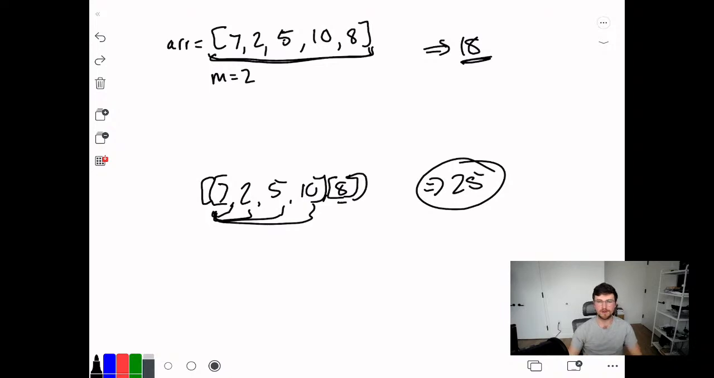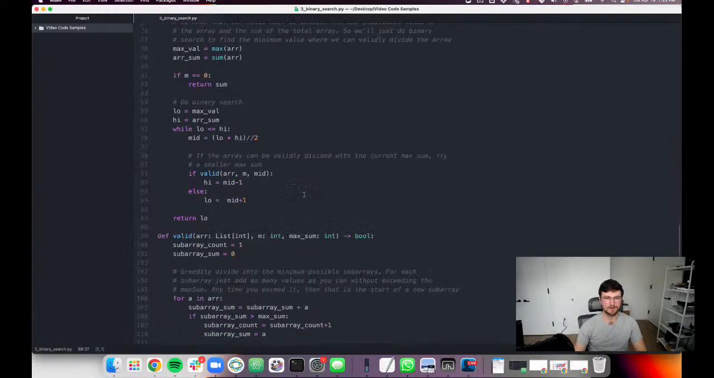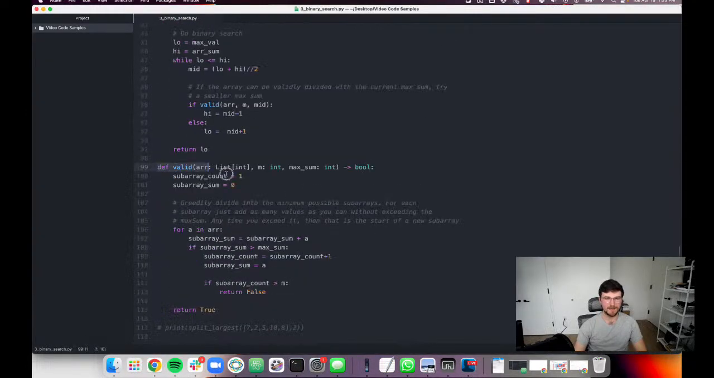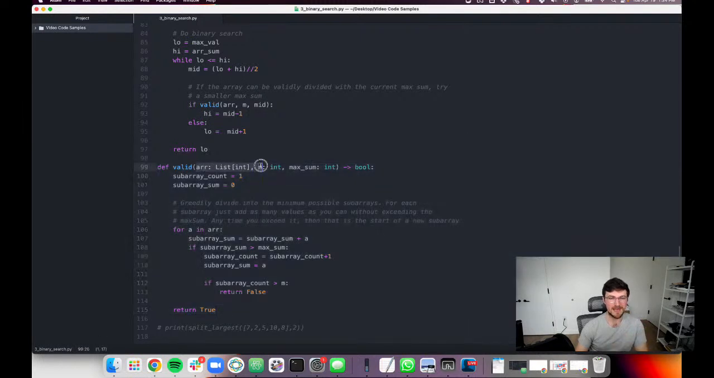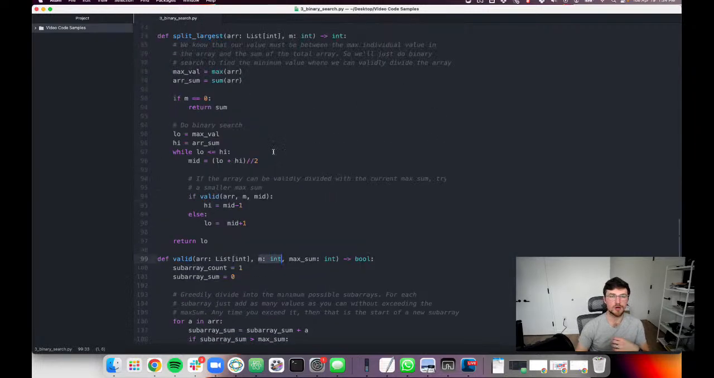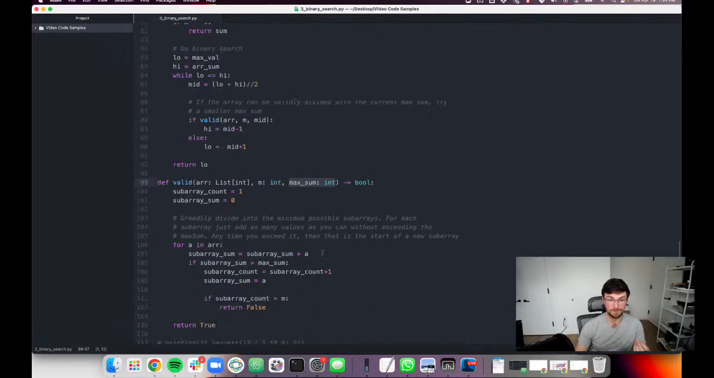So if we jump over to the code here, here's what the code's going to look like for this. So we have 2 things. First, we implement this valid function, right, which is going to check whether our guess is valid or not. So we pass in our array, the number that we can divide it into, which is m, and we pass in the target value that we're searching for.